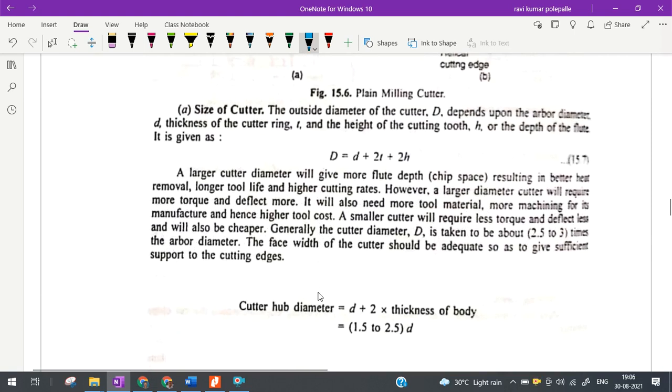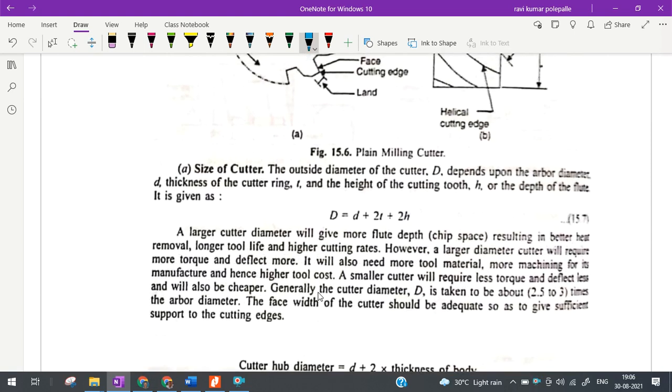So let us look at the different features. The first one we call the size of the cutter. Size stands for the outermost diameter. When I talk about this outermost diameter, it is nothing but equal to the arbor diameter, thickness of the cutter ring, and height of the tooth, of course, again twice.